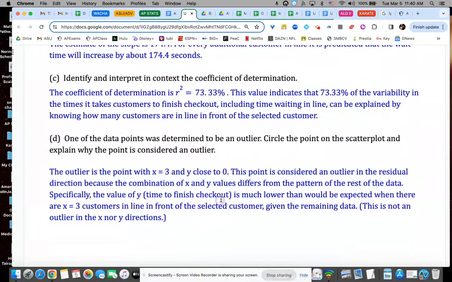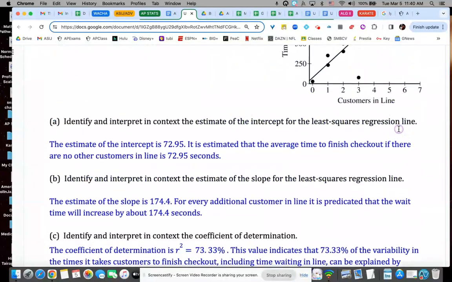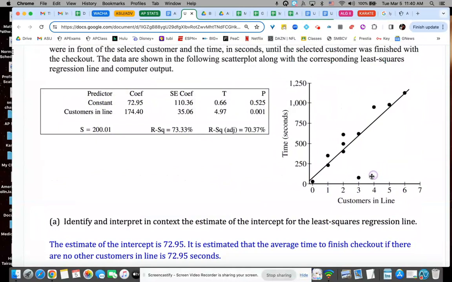All right, part D here. So one of the points was determined to be an outlier. Which one would it be on this scatter plot? So when I look at the scatter plot, it looks like this one would be the outlier. There's three directions we have to check. We check in the x direction. So I go to the bottom and the top of my data and the mass of my data and see if there's anything outside of that. There's nothing outside in that direction. I look in the y direction and I look this way and I say, is there anything outside of that direction? No, there isn't. And then I check the residuals.